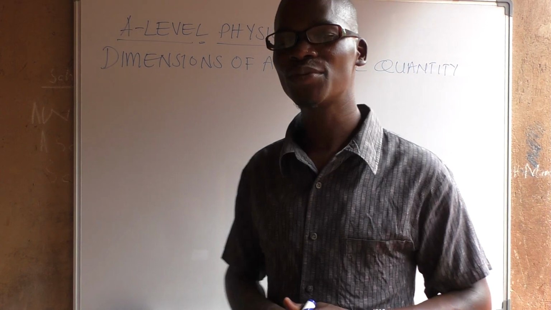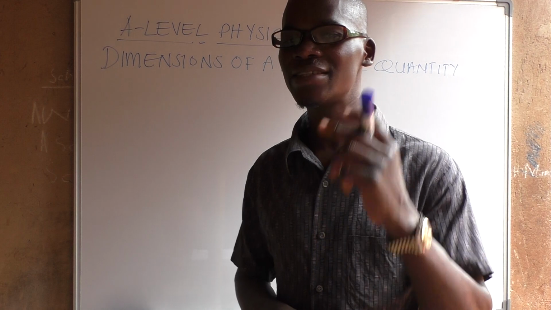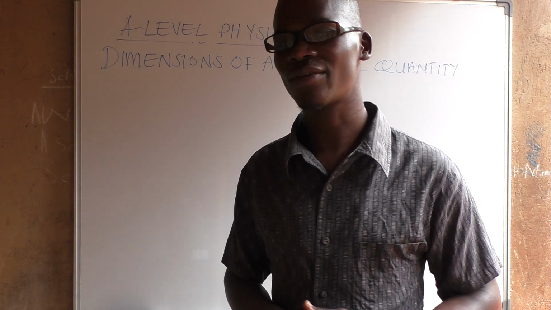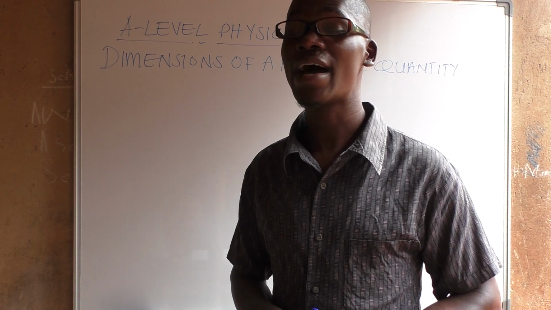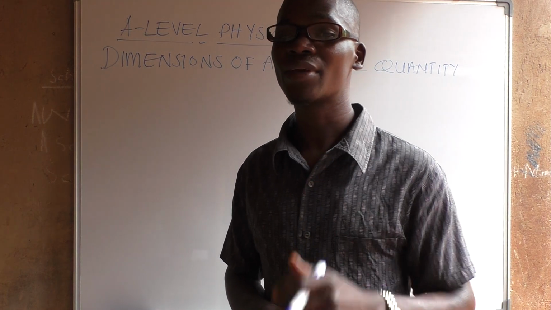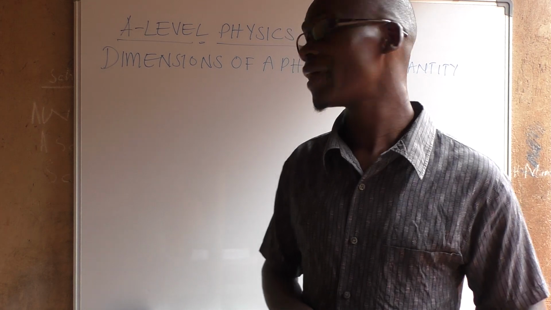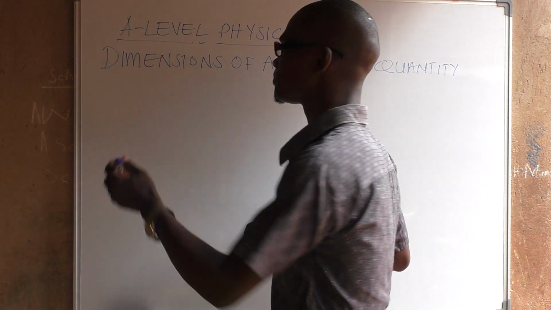In our second session, we are looking at the uses of dimensions of a physical quantity. We looked at two uses, which were checking the validity or correctness of an equation and also deriving an equation using the dimensions.